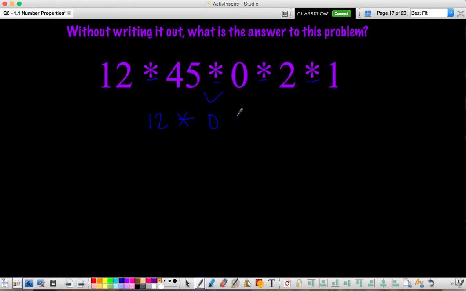So then 12 times 0 would be 0. Notice I'm just bringing everything else down. 0 times 2 is 0. Times 1 is 0. So even though I only had that one multiply by 0 in there, it still gave me an answer of 0. So whenever you're looking at problems that have several or all multiplication, check to see if you have a 0 in there because you know right away your answer has to be 0.